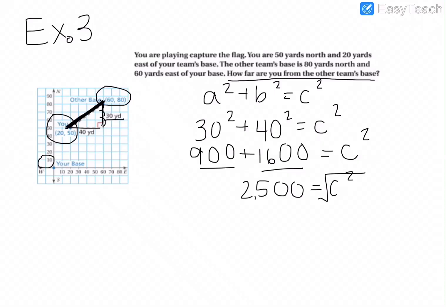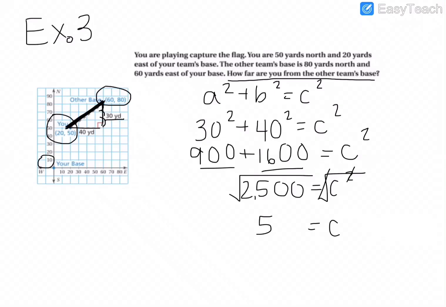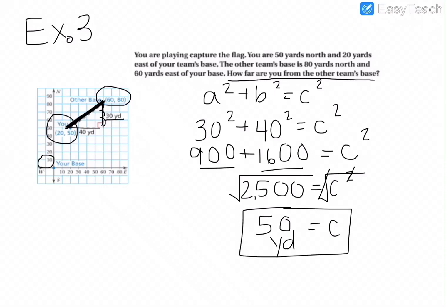And then to solve for c, take the square root, so it will cancel out. And the square root of 25 is 5, but then we know that because there's 2 zeros, it's got to be 50, because when you do 50 times 50, you'll have those 2 extra zeros. And a label on this, because they told us it was yards, we're going to label that 50 yards. So we are 50 yards from the other team's base.